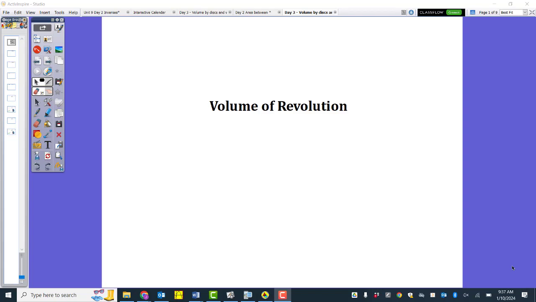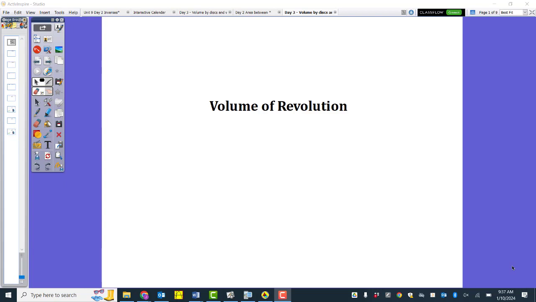All right, today we're looking at volumes of revolutions. Now, before we actually get into the flip chart, I want to start with a model to show you what we're talking about. The idea of volume of revolution is that we're taking these areas that we found yesterday and we're revolving them into 3D space to create a 3D shape.